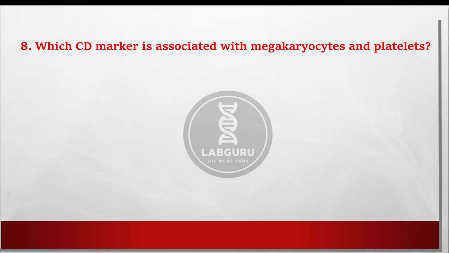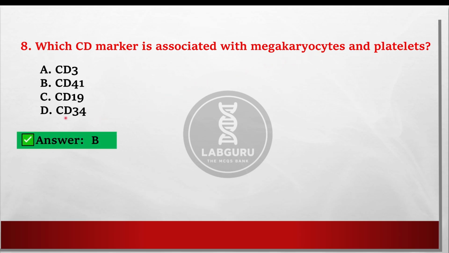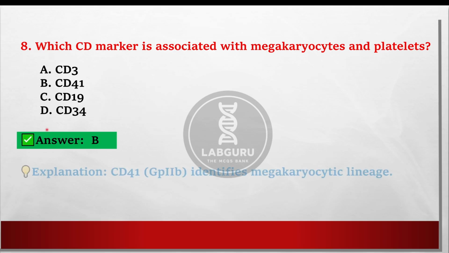Question number 8. Which CD marker is associated with megakaryocytes and platelets? Our options are option A, CD3, option B, CD41, option C, CD19, and option D is CD34. Here the CD means cluster of differentiation. So it's asking which CD marker is associated with platelets or megakaryocytes. So here the right answer is option B, that is CD41.